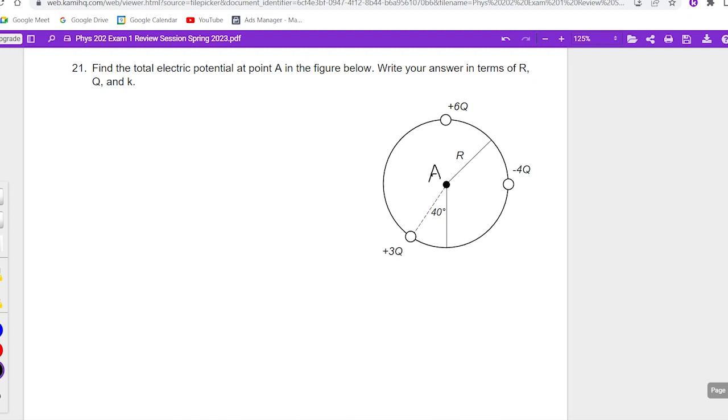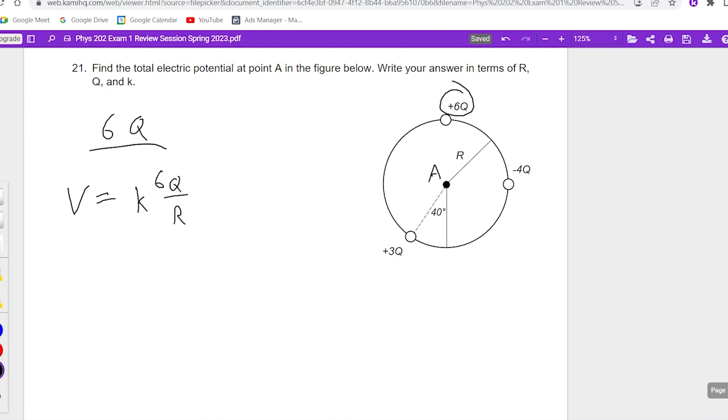Let's look at the 6Q charge first. That's the one at the top. The equation for electric potential is V equals KQ over R. Notice they want my variables in terms of R, Q, and K here. So all I need to modify with this equation is my charge, because my charge is 6Q. So 6Q goes in the numerator. That's it. We're done with that potential.